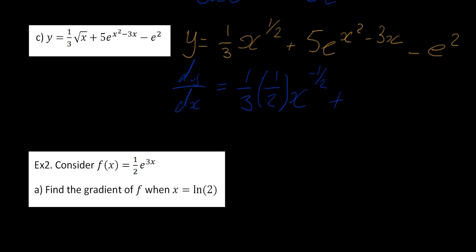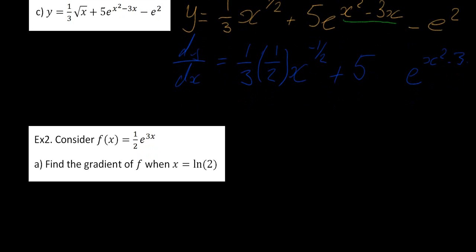Over here, next up we have 5. Keep the 5 to the front. What's the derivative of x squared minus 3x? Well, first of all, we do know that we can keep the e to the x squared minus 3x. That all stays the same. Oops. Butterfingers here. Okay. And what we put in front is the derivative. So we have 2x minus 3.